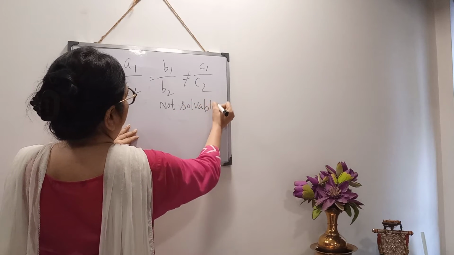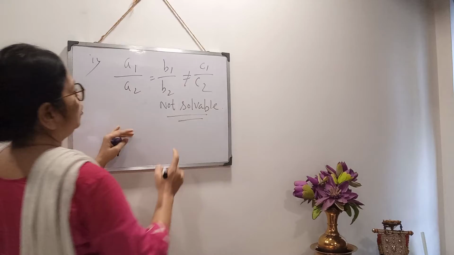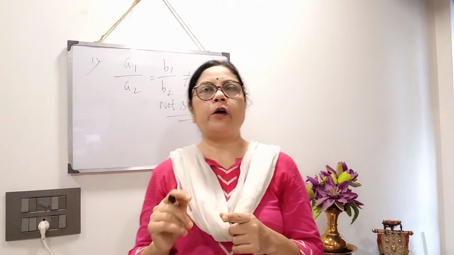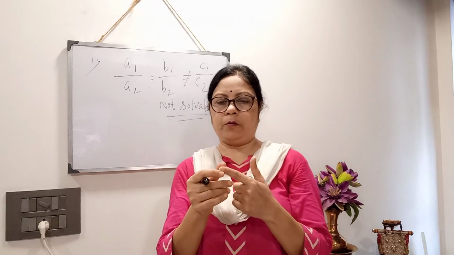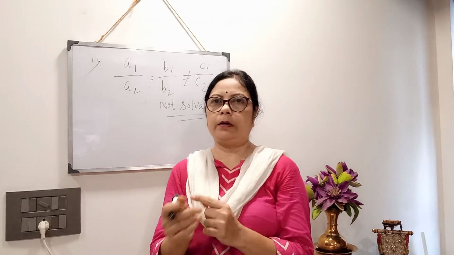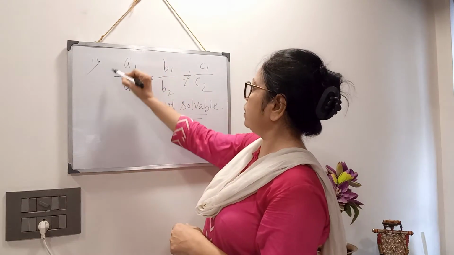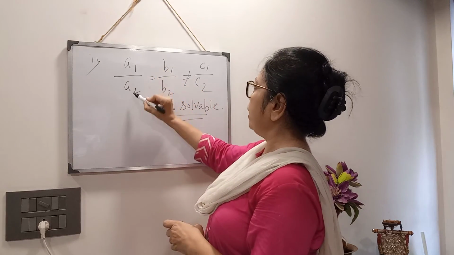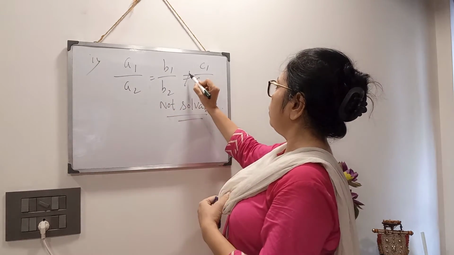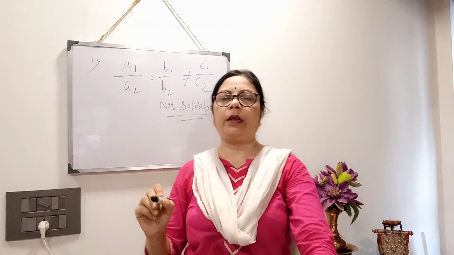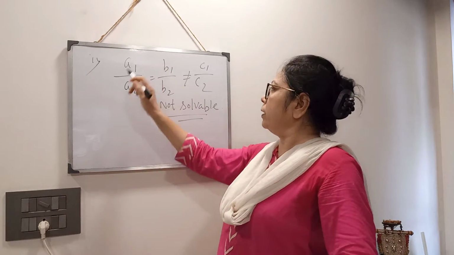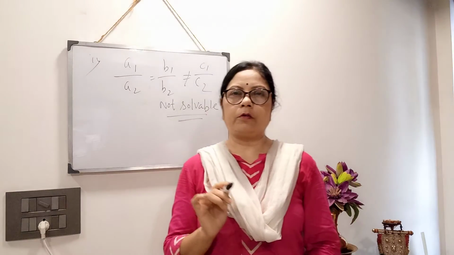That means from graph we have seen that two straight lines will not meet. If they will not intersect or they will not meet, we will not get any solution. Clear? So if this is the condition, a1 by a2 equals to b1 by b2 not equals to c1 by c2, we will get from any two equations, then you can write that these two equations are not solvable.